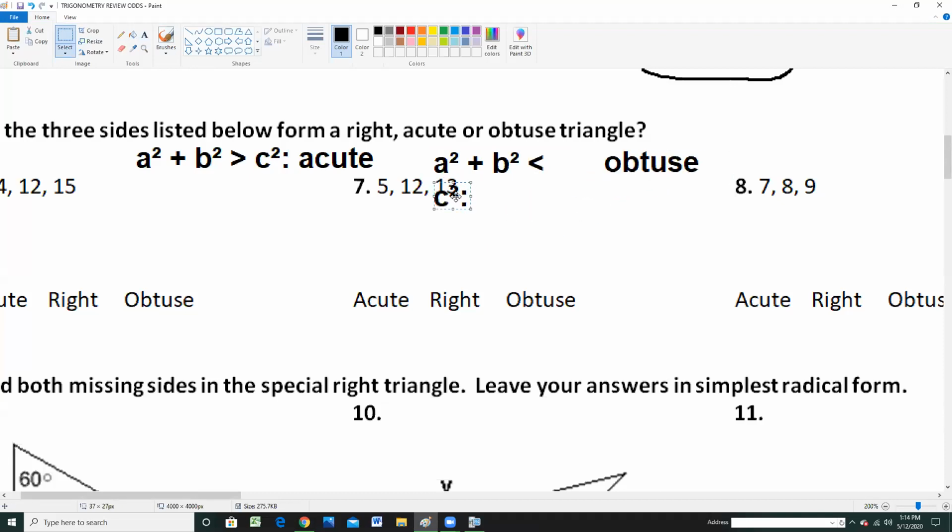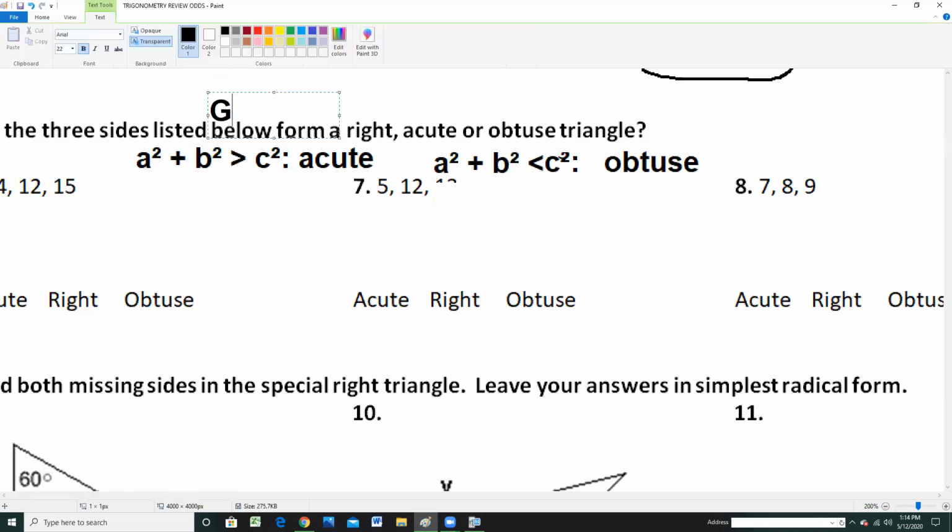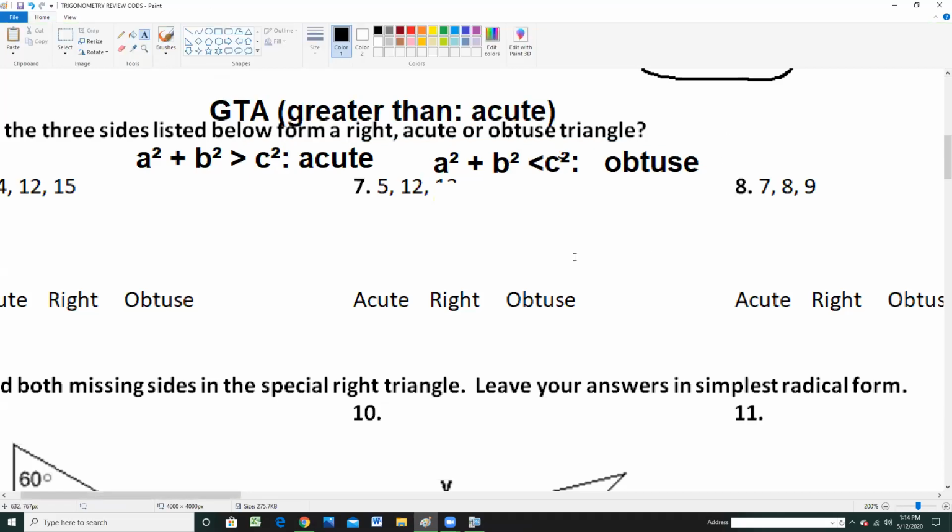And then if it's equal to, then obviously we knew it was going to be a right triangle all along. The cheesy phrase that I use is GTA, Grand Theft Auto, greater than acute. That's the phrase that I use to remember it. GTA.